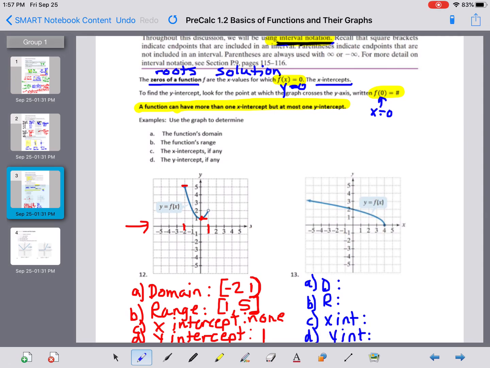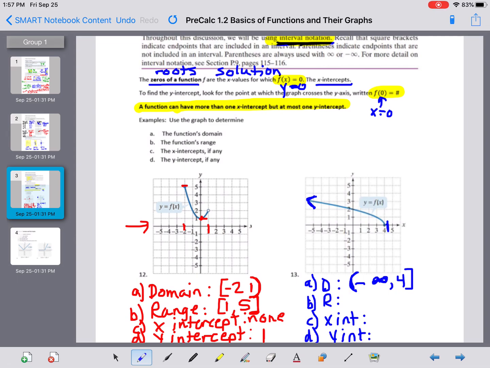Domain: what values of x are used? I look from the far left first, because it's how I read across the graph, left to right. Because of this arrow right here, it's going to go forever into negative infinity. So from negative infinity is where I'm starting, all the way over, and I stop right there at 4. Negative infinity is never included, so it's a parenthesis. 4 is included, so I get a bracket. For my range, which y values am I using?